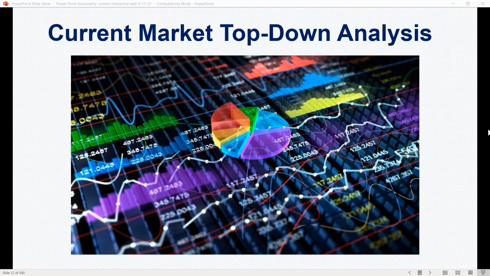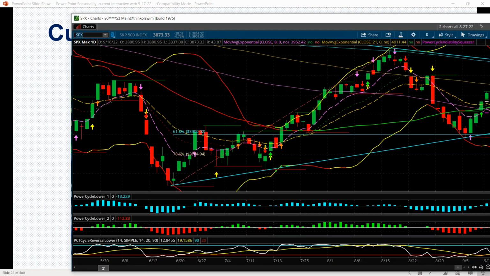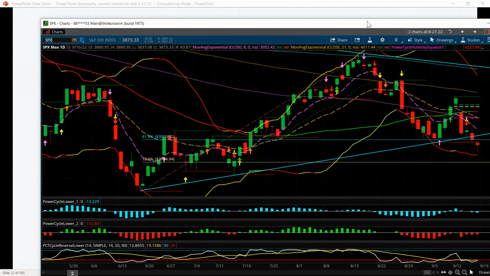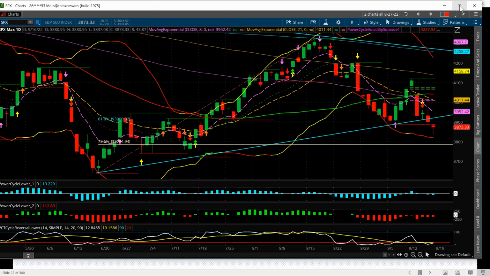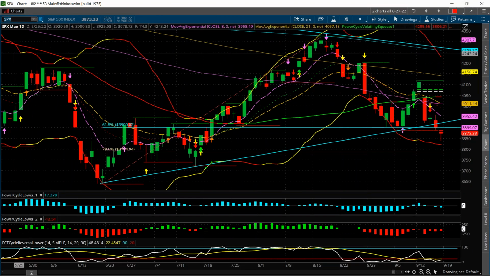Now let's take a look at the current market, what I call top-down analysis. What this basically is, we want to start out with the macro time frame, which I usually use the monthly time frame. And then we're going to drill down from the big time frame all the way down. So if we just take the S&P 500, SPX, we'll use this as an example.